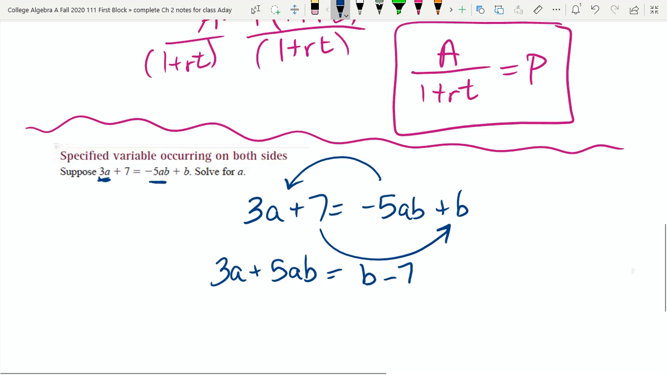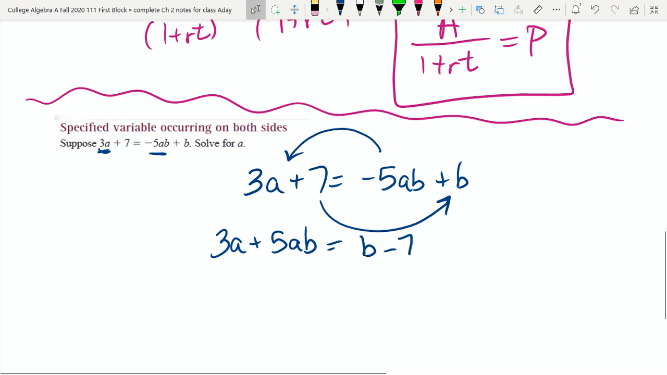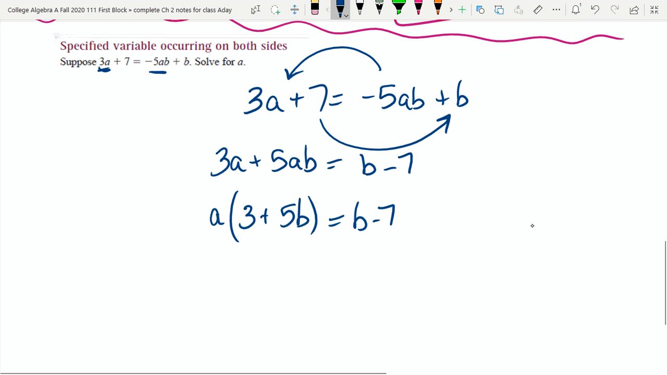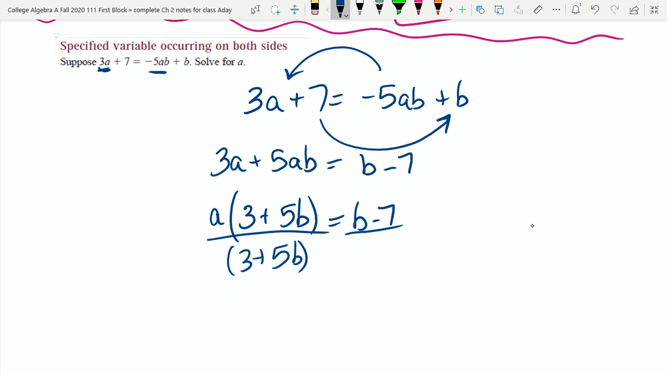So now I need to undo the distributive property again. So on this, I have an A. Then you're left with 3 plus 5B equals B minus 7. So I use the distributive property backwards. Then divide both sides by 3 plus 5B. So the final answer is A equals B minus 7 over 3 plus 5B.